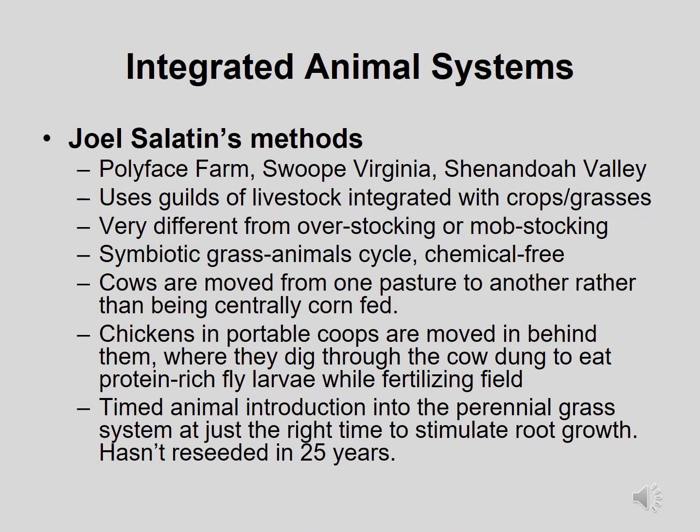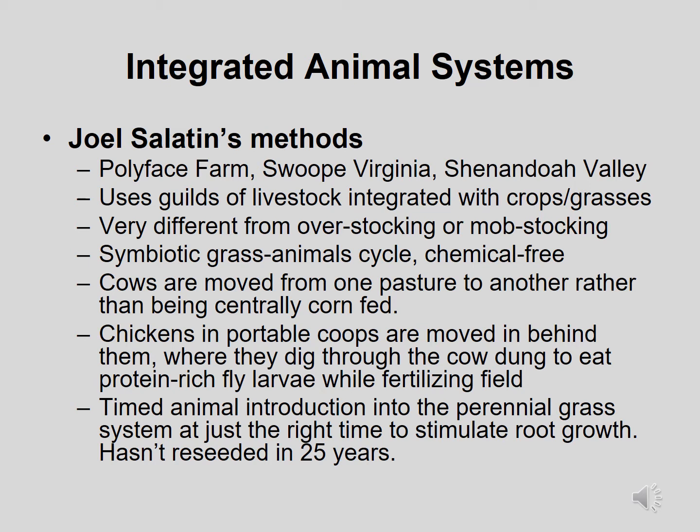So Joel Salatin, who owns and runs Polyface Farm in the Shenandoah Valley of Virginia, uses guilds of livestock, so animals and grasses or plants that use and rely on the same set of resources. That's in ecology, that's what a guild is. It is the group of species that exploit the same resources, or the same resources in different ways. So he's applying this to the agricultural world.